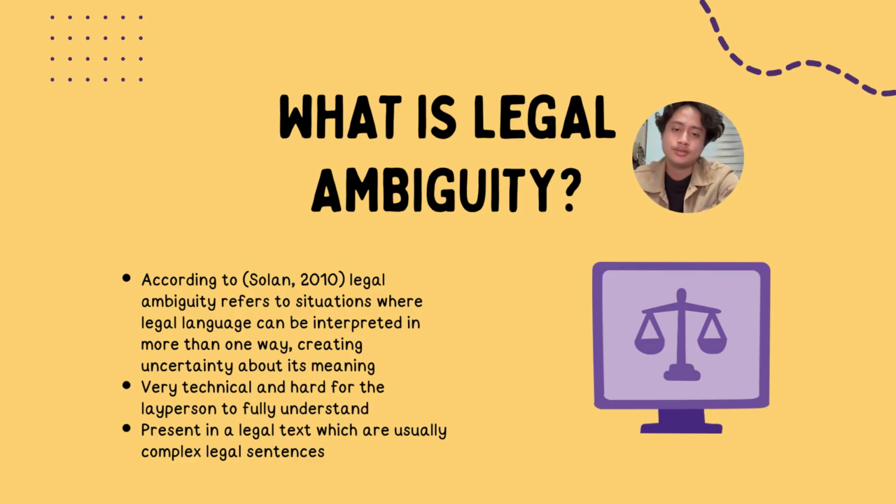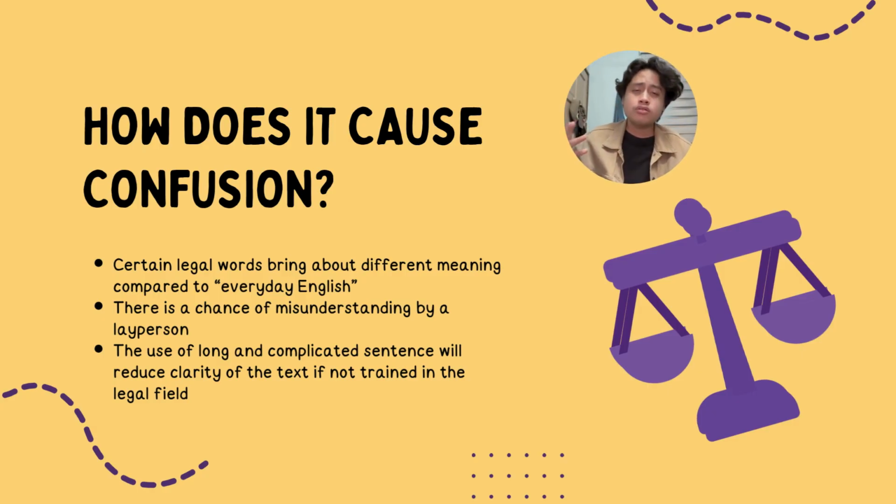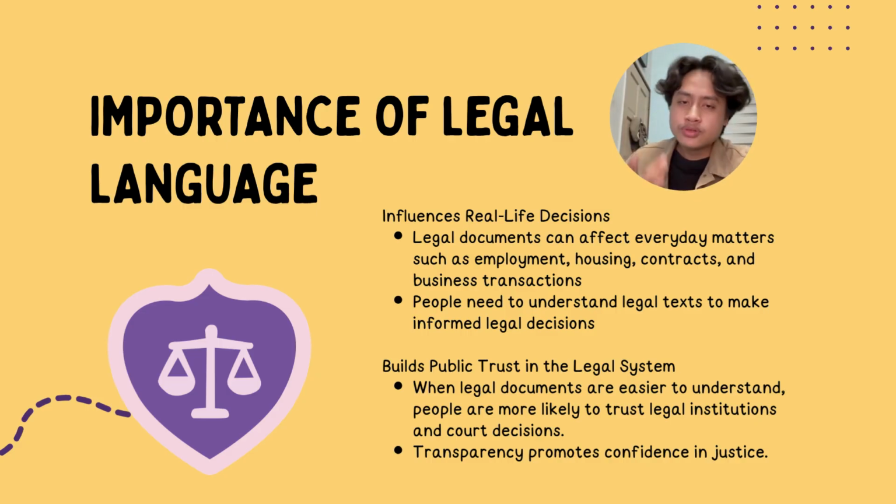That is legal ambiguity. So how does legal ambiguity cause confusion? Certain legal words bring about different meanings compared to our everyday use of English. There is a chance of misunderstanding by a layperson if they decide to read a legal text, which is why it's called a legal ambiguity. The legal text usually uses long and complicated sentences, which will reduce clarity of the text if you are not trained in the legal field.